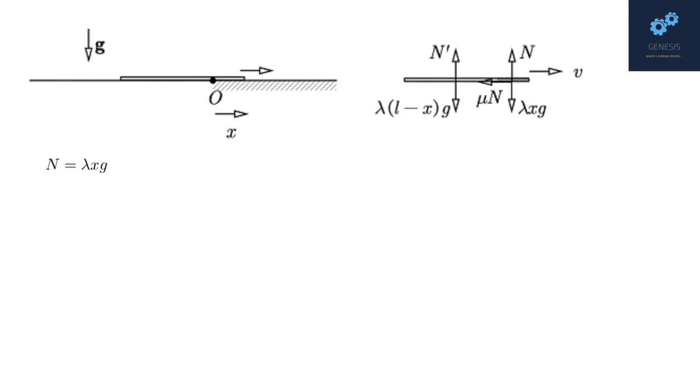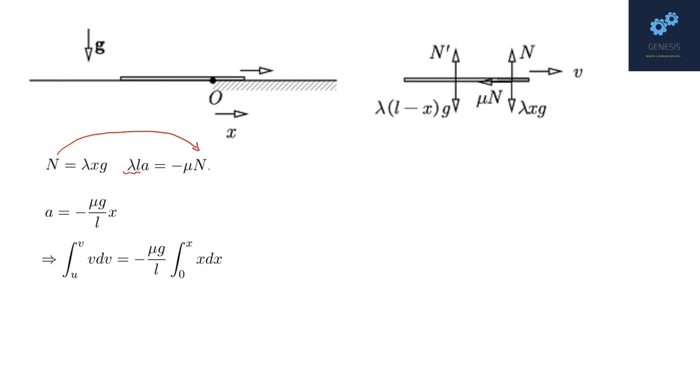And mu N is the only force which is retarding the motion, and therefore mass into acceleration is minus mu N. Lambda into L is the total mass. Now, substituting this value of N here, we will immediately get this equation. This is a rectilinear motion with variable acceleration that depends on x. So writing a as v dv by dx and integrating, you see at x is equal to 0, the speed was u, and at some general x, let the speed be v. Integrating, we get this expression, v square is equal to u square minus mu g by L times x square.